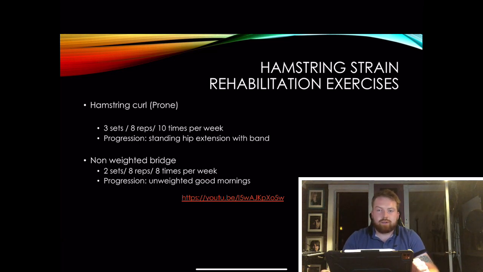So good mornings would be super helpful with this, but you would want to do them unweighted because you don't want to be putting all the extra weight. Good mornings can be very hard workouts, especially if you're using a barbell.